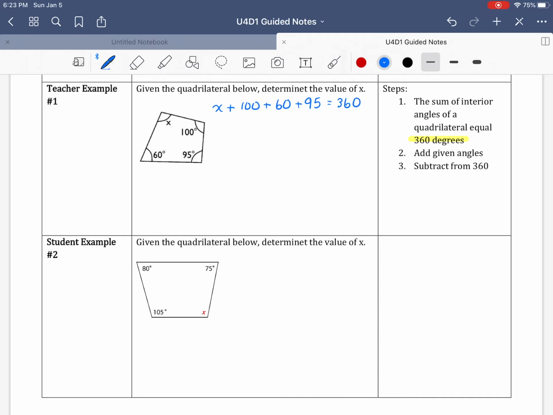From there, we can add up our like terms, the 100 plus 60 plus 95 gives us 255. So x plus 255 equals 360. Subtract 255 from both sides, and you get that x is equal to 105 degrees.